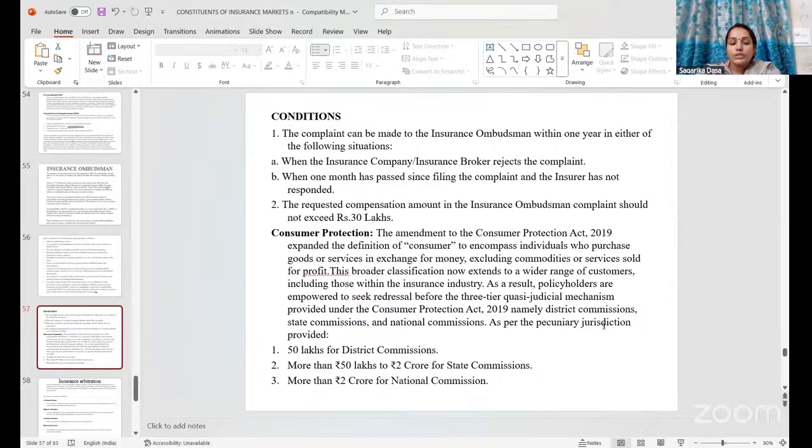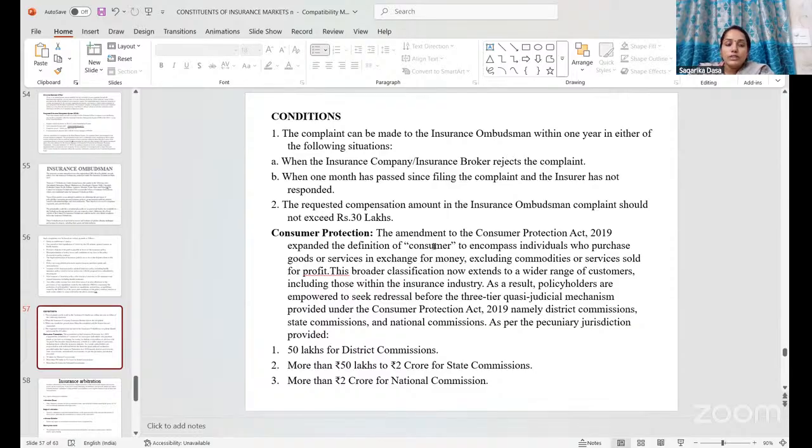As for the pecuniary jurisdiction provided, it is 50 lakhs for the district commission. That is, any complaint with an amount up to 50 lakhs has to reach the district commission. If it is more than 50 lakhs, up to 2 crores, reach the state commission. And if it is any amount more than 2 crores, they have to reach the national commission. So the policyholder is also treated as a consumer because he is purchasing the insurance product. Hence, the policyholder can also raise a complaint with the Consumer Protection Councils and get it solved.